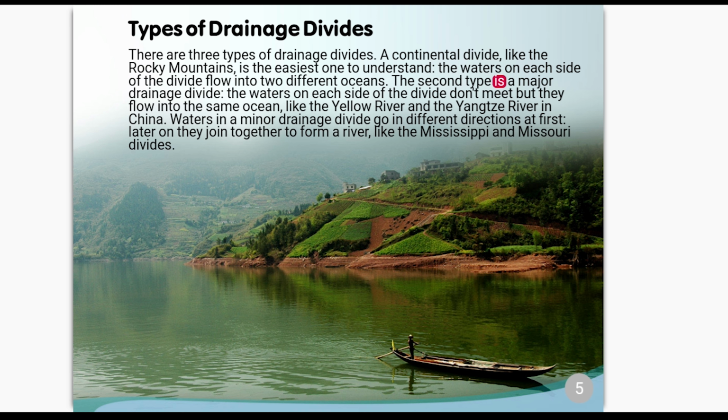The second type is a major drainage divide. The waters on each side of the divide don't meet, but they flow into the same ocean, like the Yellow River and the Yangtze River in China. Waters in a minor drainage divide go in different directions at first. Later on, they join together to form a river, like the Mississippi and Missouri divides.